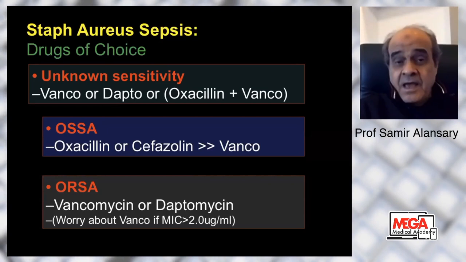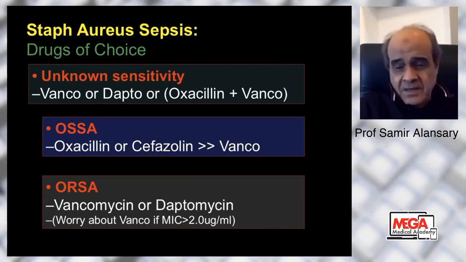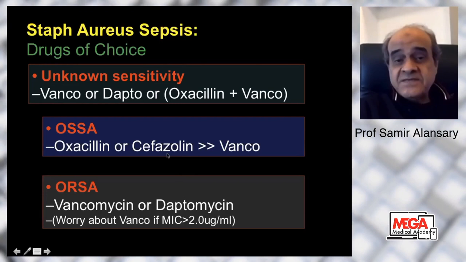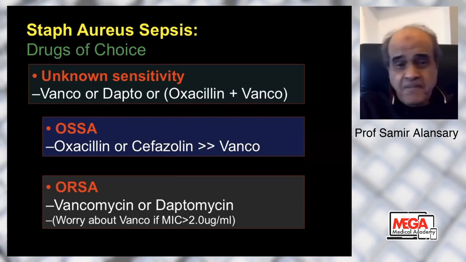If you know it's only sensitive staph, you have to give oxacillin, not oxacillin with vancomycin. But if you don't know, you have to give the combined vancomycin and oxacillin. In oxacillin sensitive, you can give oxacillin only or cefazolin, a first generation cephalosporin covering staph. In oxacillin resistance, you have to give vancomycin or daptomycin.